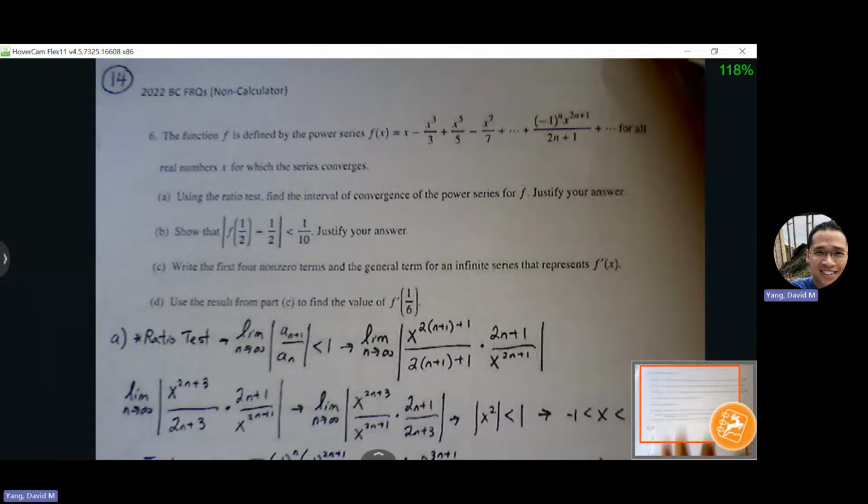If you're good with page 13, go to page 14. We just have to keep reminding ourselves that whenever we see a series problem, we put away our calculators and do everything without a calculator.